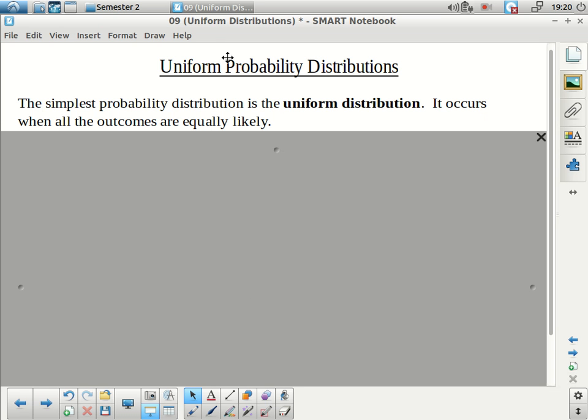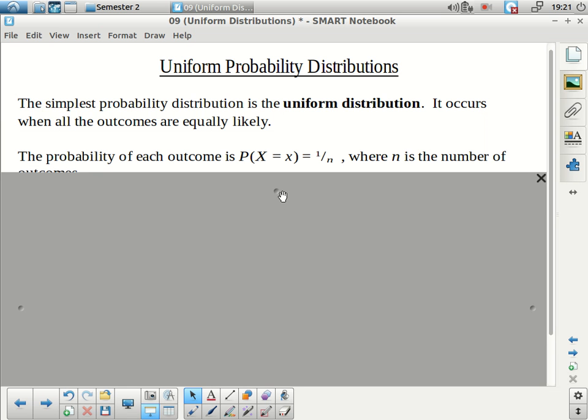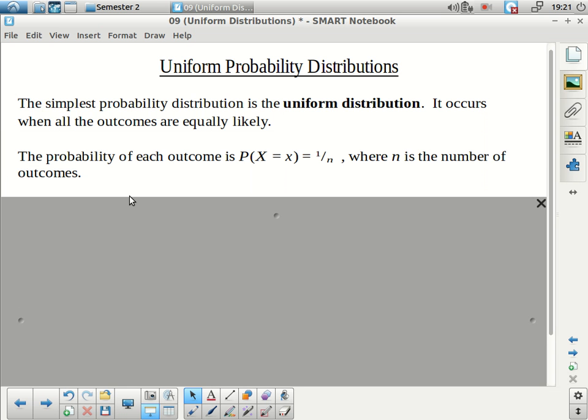The simplest one is called uniform. This occurs when all the outcomes are equally likely. So all it means is that for whatever situation it is, every single thing has an equal chance of coming up. Which means that the probability of each outcome, so our P of X equals x, would just be equal to 1 over n, where n is the number of outcomes. Which would make sense, right?